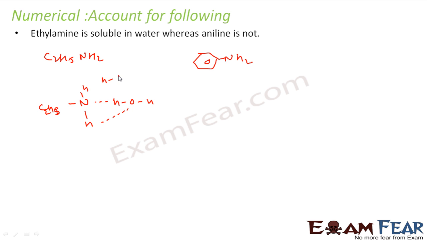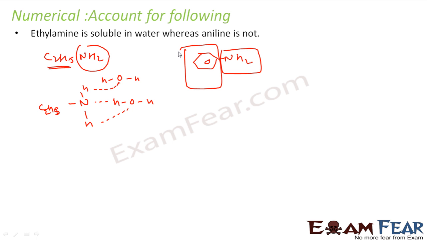There will be more water molecules here, right? So it will form hydrogen bonds with water. So this part is water soluble. It forms hydrogen bonds with water, and this part is water insoluble. But if you see, this part is small here, only 2 carbons. Here, this part is water soluble, but this part is very big.